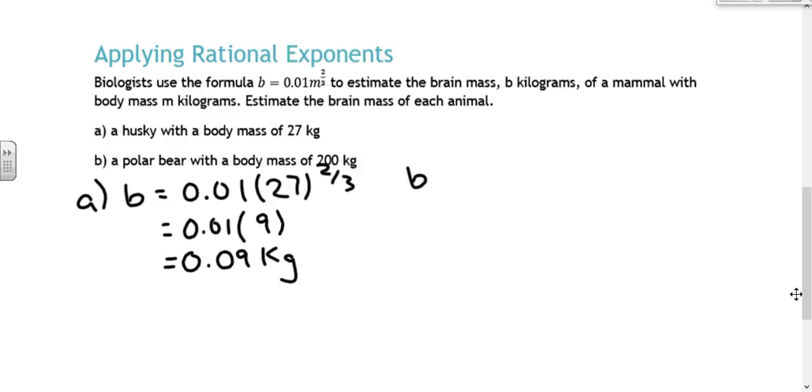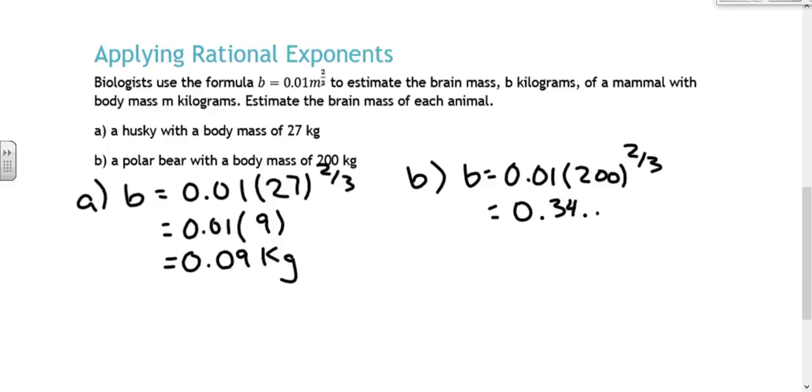For the next animal, we get B is equal to 0.01 times 200 to the 2/3. Plug this all into your calculator because it's not going to come out exact. You get 0.34 kilograms.